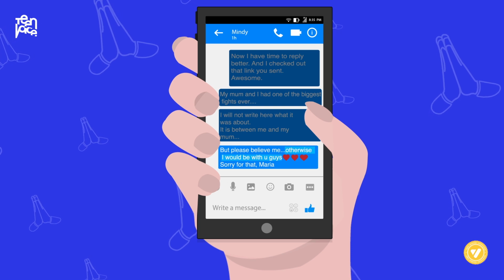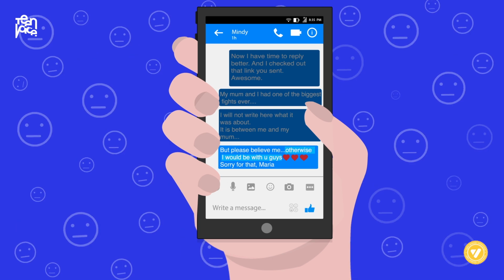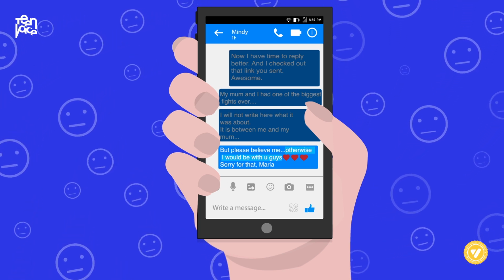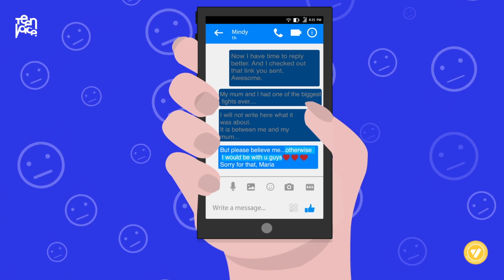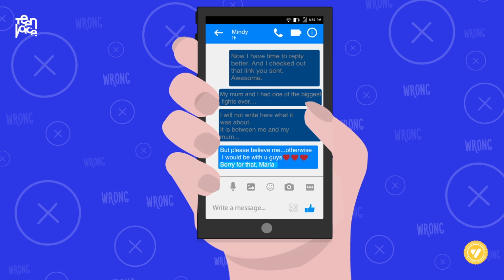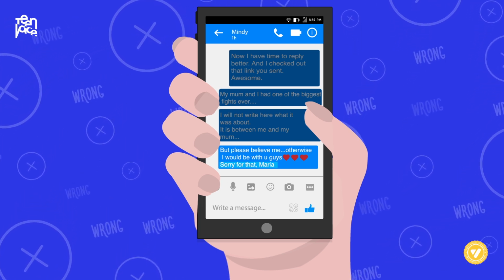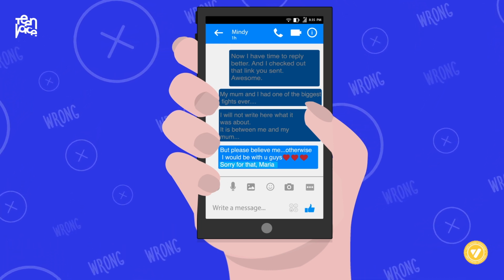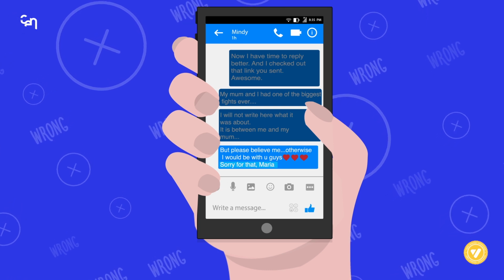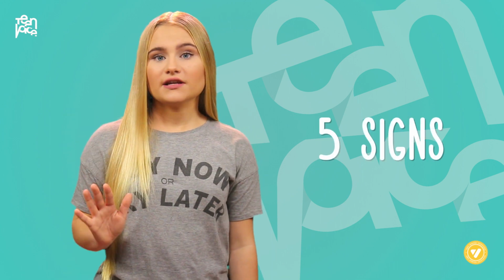"Otherwise, I would be with you guys." This is a very nice and positive message. Can Maria be that positive after having such a painful fight with her mom? She seems unaffected by the fight. "Sorry for that, Maria." This is very polite and even formal. Why would Maria end an online chat message with her name? And the entire text is written in a formal way, with almost no internet slang. It's too well written. Maria's short text showed 5 signs of possible dishonesty.